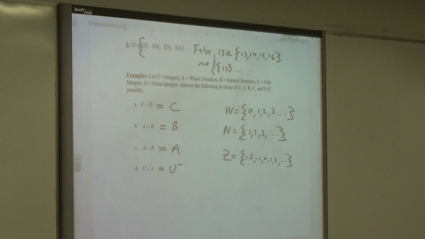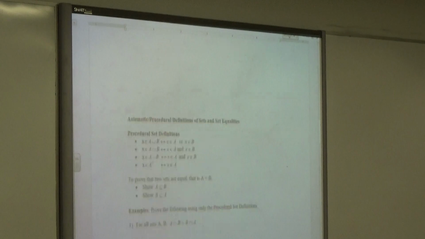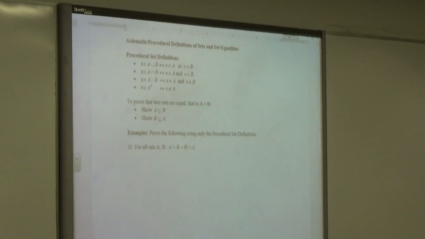Okay. Now that we know the preliminaries about sets, unfortunately now we have to start proving some stuff with regard to sets. The only rules that we're going to have available to us are these things called the procedural definitions. Sometimes they're called the axiomatic definitions of sets.